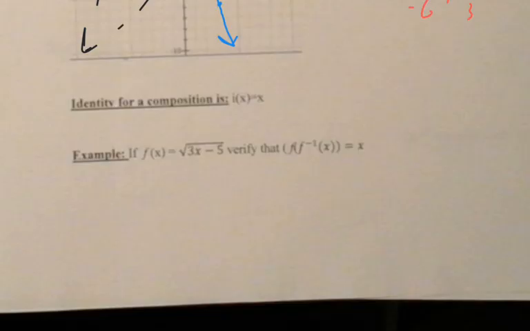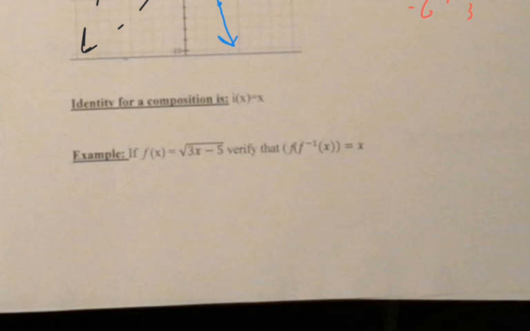Alright, let's look at something kind of cool. At least math-wise, it's pretty cool. So we're looking at identity for a composition is I of x equals x. So basically what that's saying is if we have an f of x, we want to verify that f of the inverse of x always equals x. So basically they're asking us to prove that this is true. So let's see if they're right, and we should be right because it's called the identity for a reason.